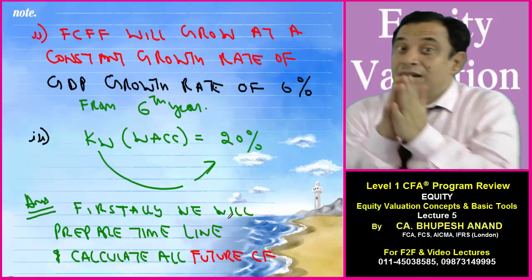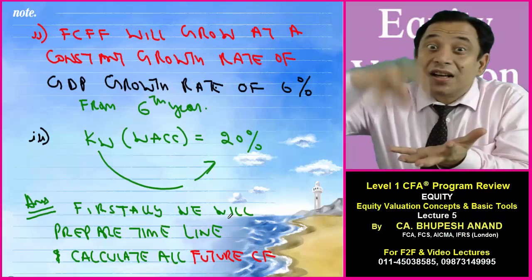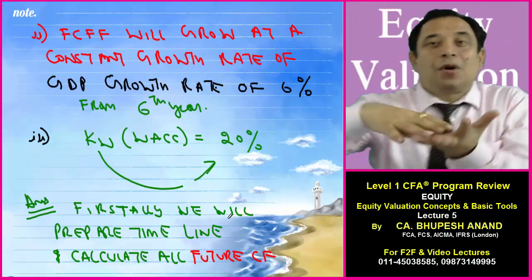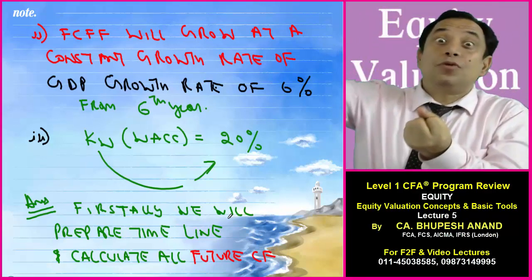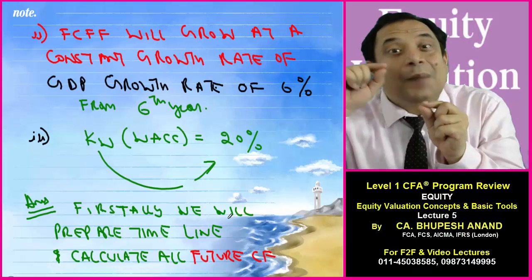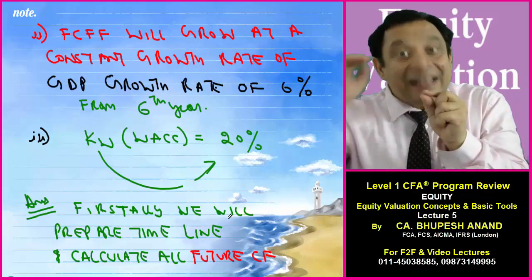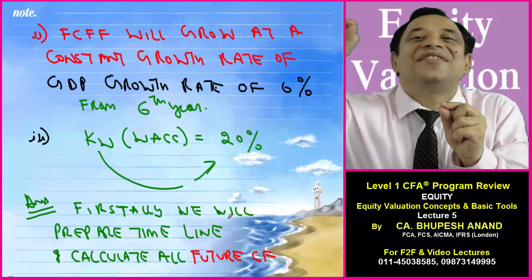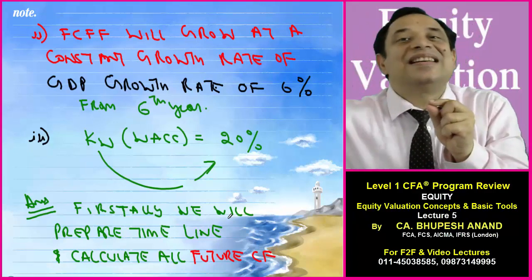Now the point is, once I am aware of the perpetuity growth rate, as we did in the dividend discount model, that the year in which it is perpetuity growth rate, from that year with the help of the Myron Gordon model we can calculate the value of all the future years with the help of V0 is equal to D1 upon KE minus G. But here we will be doing V0 is equal to FCFF1 upon K minus G.